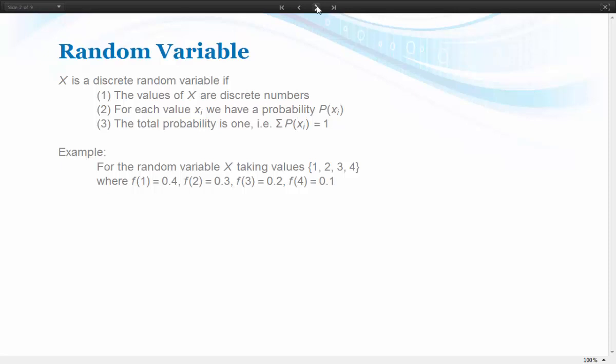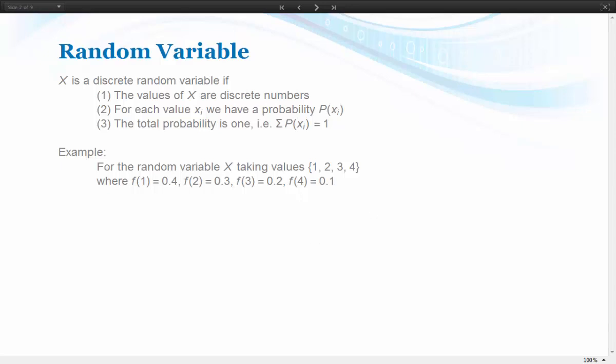And because this creates a probability function, we also have the requirement, of course, that the probabilities are all between 0 and 1, and they add up to 1. So for example, for a random variable taking values 1, 2, 3, 4, we could have a probability function as given here. The probability of getting a 1 is 0.4. The probability of getting a 2 is 0.3. The probability of getting a 3 is 0.2. And the probability of getting a 4 is 0.1.